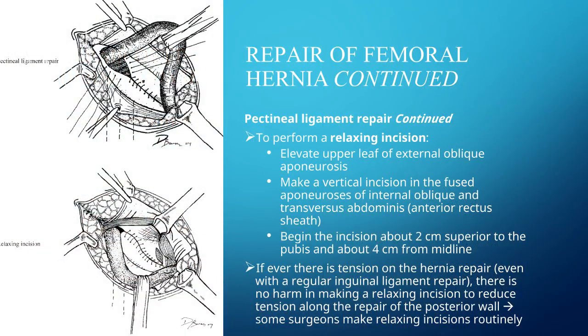Performing a relaxing incision. Elevate the upper leaf of the external oblique aponeurosis. Make a vertical incision in the fused aponeuroses of the internal oblique and transversus abdominis, the anterior rectus sheath. Start about 2 cm superior to the pubis and about 4 cm from the midline. Final point. There is no harm in making a relaxing incision for any tense repair, and some surgeons do it routinely to minimize recurrence risk.